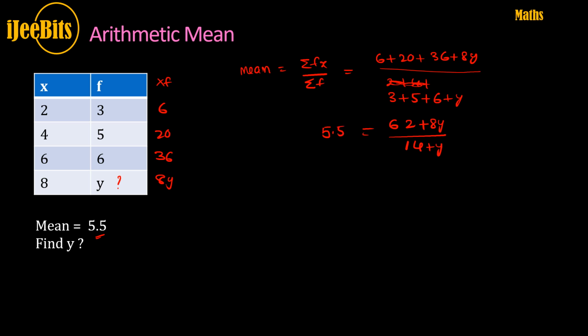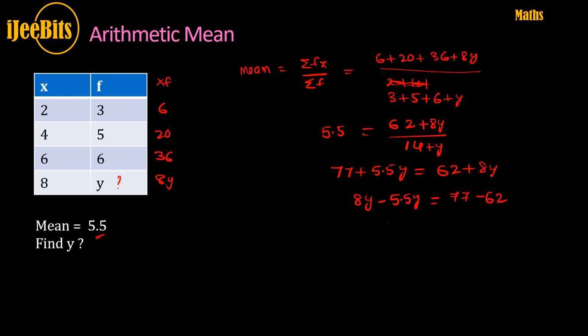So you cross multiply both sides, then you will get 5.5 multiplied by 14. How much do you get? 77 plus 5.5 into y equal to 62 plus 8y. You can move 5.5y to this side and 62 to that side. So 8y minus 5.5y equal to 77 minus 62, isn't it?